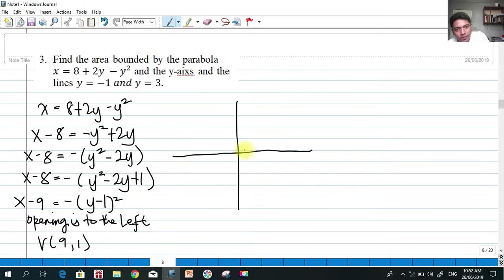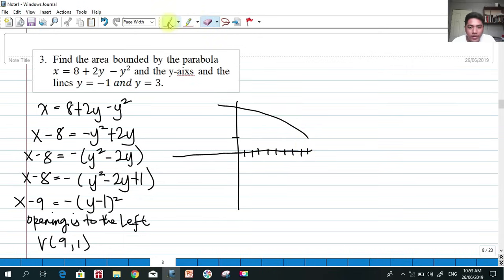let's say 1, 2, 3, 4, 5, 6, 7, 8, 9. And this would be the 1. Okay? So our parabola opens to the left. So this would be our parabola. Forgive me for my drawing. It's not really good, but I'll try my best again.